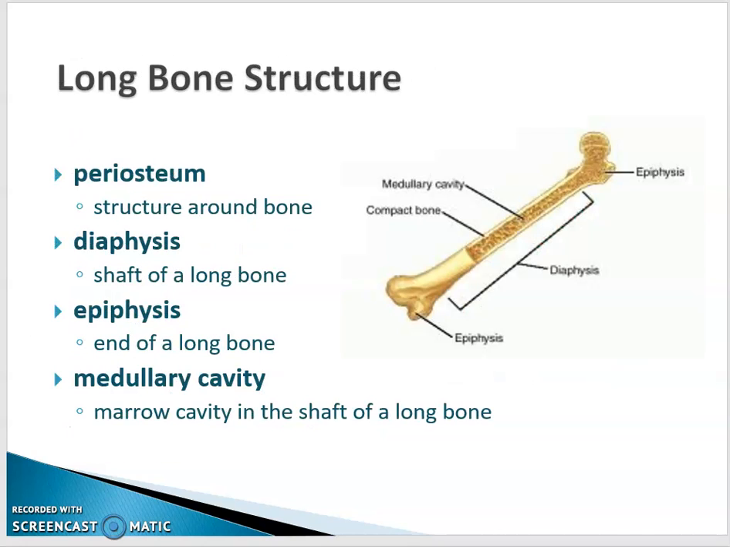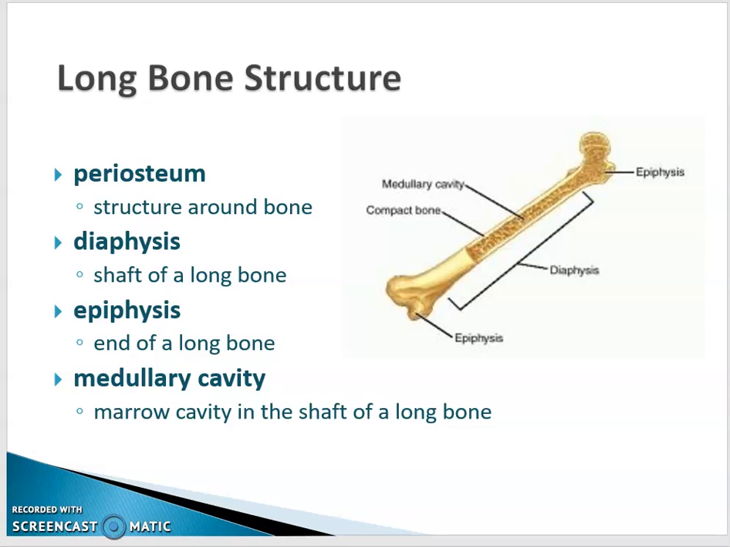And just so you know, we also have different aspects of bones. So in a long bone, we have the periosteum. That's the structure around the bone. We have the diaphysis, this is the shaft of the long bone. Epiphysis is the end of a long bone. And the medullary cavity is the marrow cavity in the shaft of the long bone.